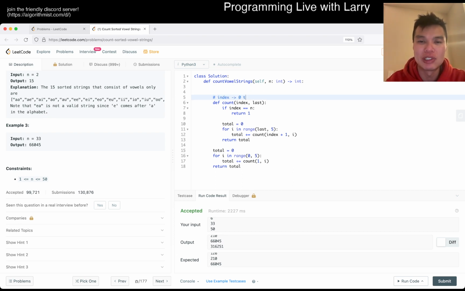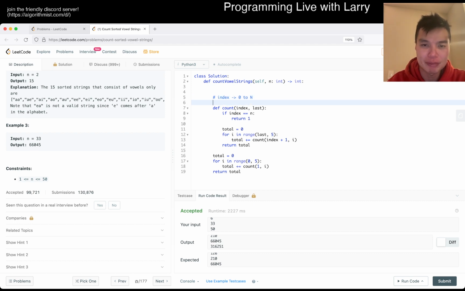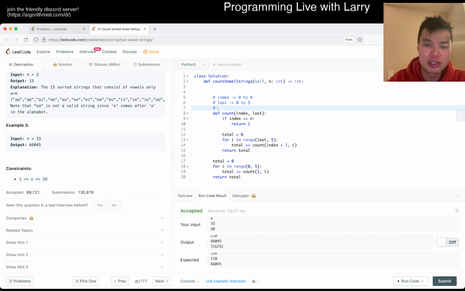Index can go from 0 to n. Technically 1 to n because we did it this way, but either way, it's fine. And then last could go from 0 to 5, right? So this is going to be a linear number of inputs, as we saw. So the total time is equal to the number of inputs times time per input, and of course, the inputs cancel out, so you just have time, right?